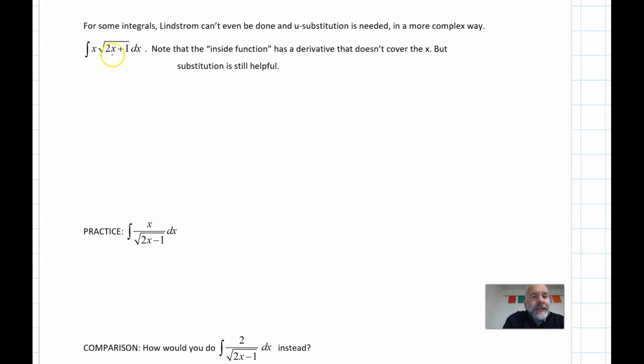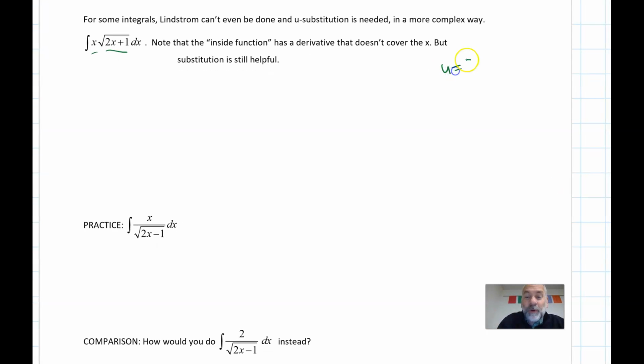So you take a look at this one here, and you go, well, where's the substitution going to happen? Because when I do du, that's not going to take care of the x that's sitting out there. I can make u equal to 2x plus 1, and that's exactly what we're going to do, even though it looks like it's not going to be helpful.